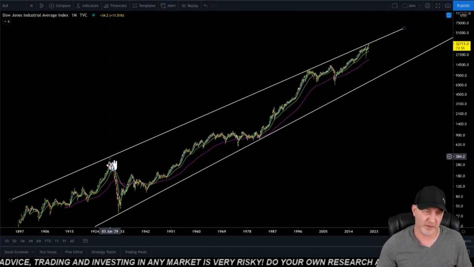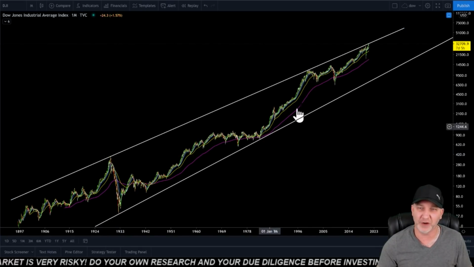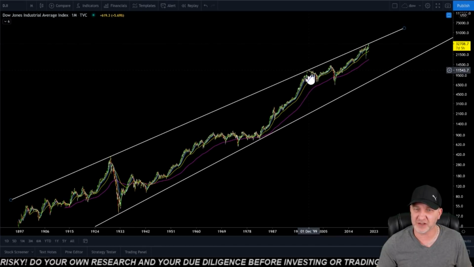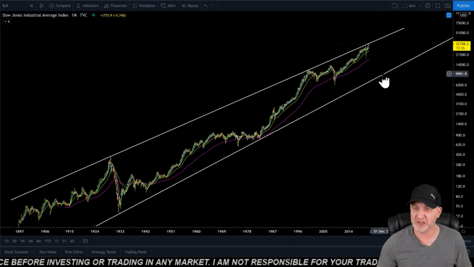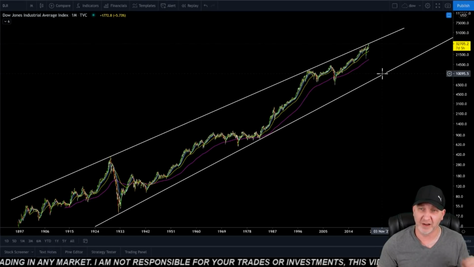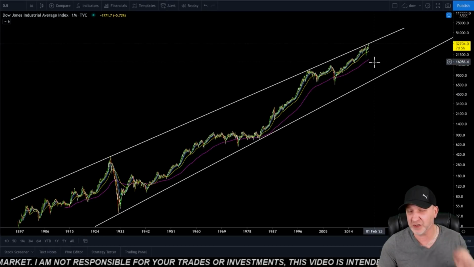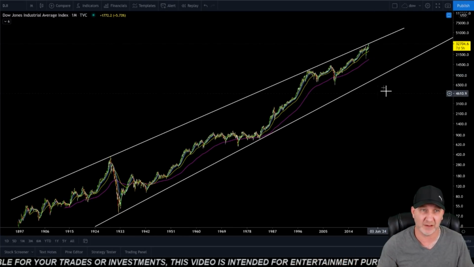When we first touched it back here, was 1929. Then we touched it again and played with it for about 6 months right here in 1999. And this is our third touch on the top. If we get a rejection there, we could be coming all the way back down to, believe it or not, $10,000 range. That would be a huge, huge crash. But with what's going on in the world today, it would not surprise me.